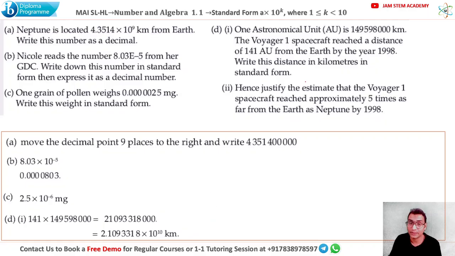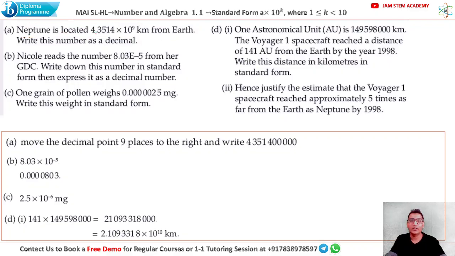Now the last part. It says hence justify the estimate that the Voyager 1 spacecraft reaches approximately 5 times as far from the Earth as Neptune by 1998. So this time we already have this distance, this much distance in kilometers. But what it says, Neptune is located at 4.3514 times 10 raised to the power 9 kilometers, right?